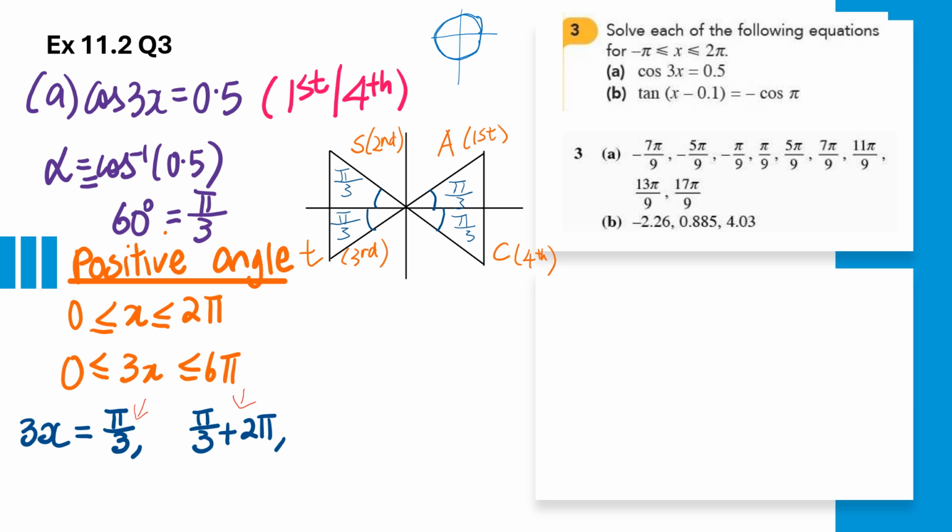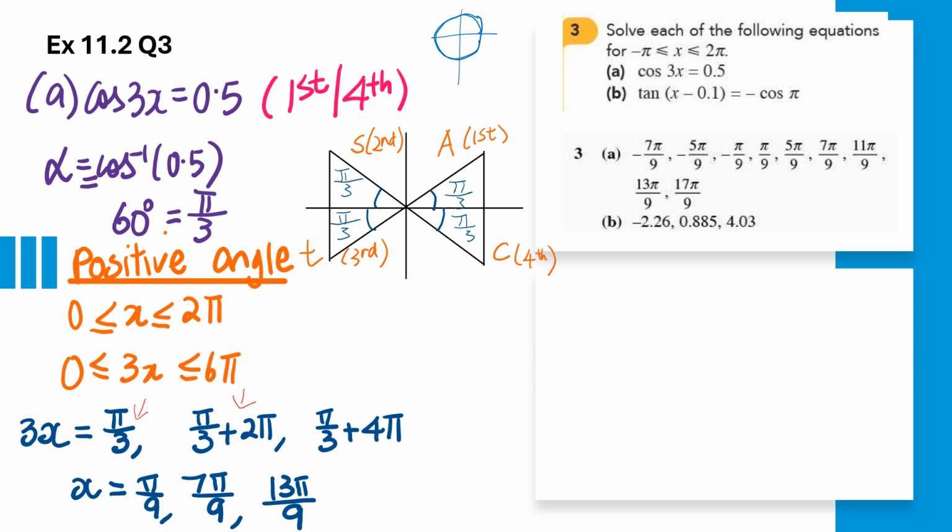This is when you go another round. You need to go another round because, like what I've explained just now, the new range for 3x is that you need to go 3 rounds. Okay, so one round is just pi over 3, right? And then you go another round, which is you add 2 pi to your pi over 3, and you need to go one more round, which is you add 4 pi to your pi over 3. Okay, then from there you find your x. All right, so this is the answer for the first quadrant.